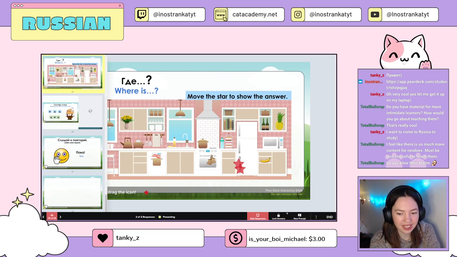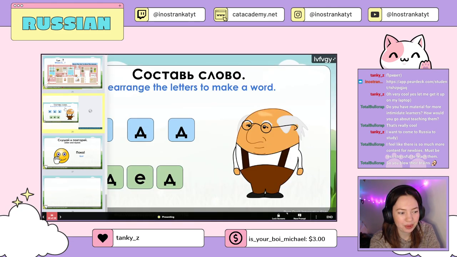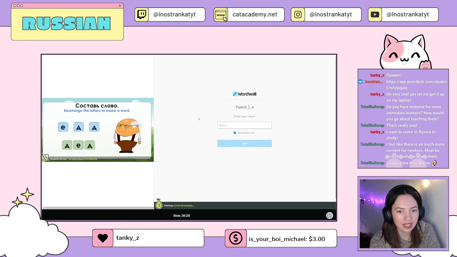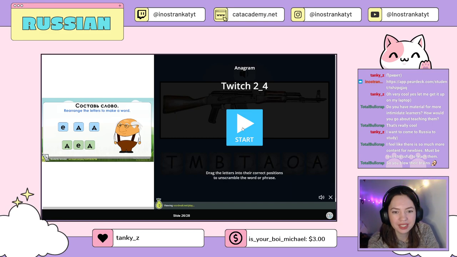Let's go to the next one. So we'll practice a little bit with the words. Again, we will need to rearrange the letters to make a word, anagrams. Составь слово. Слово is the word. Составь, basically make up a word. So again, you can write any name you like, your Twitch account, any nickname, whatever you have.